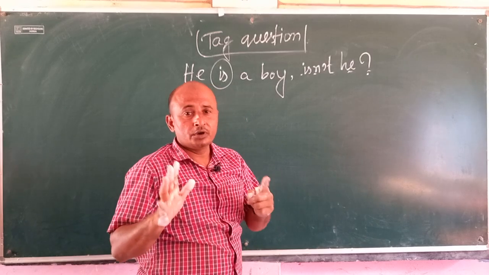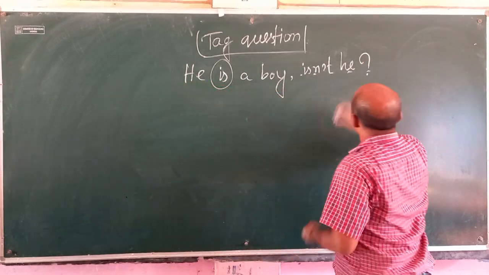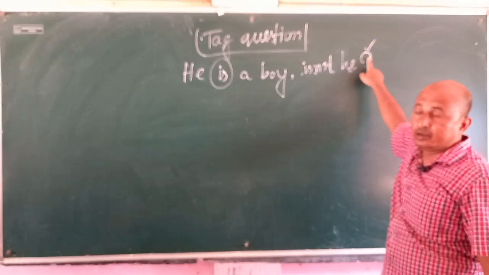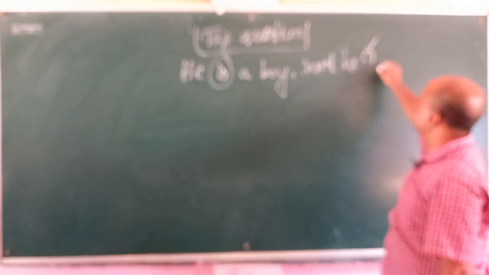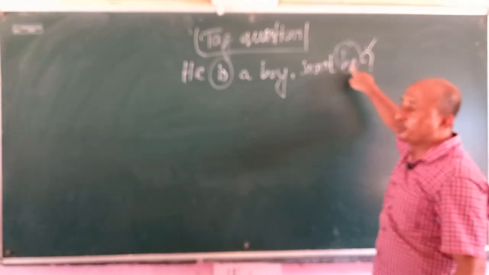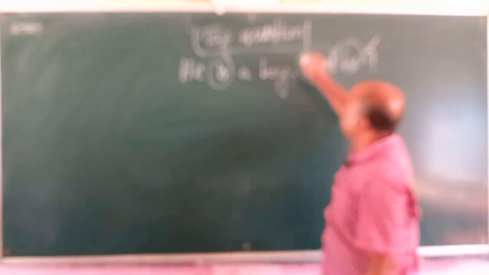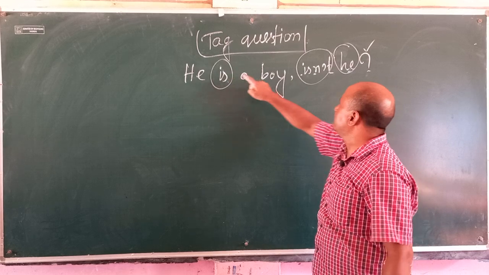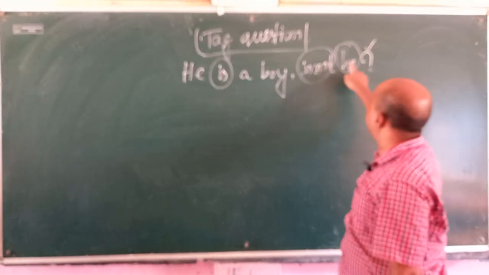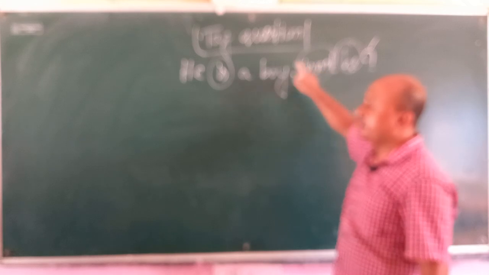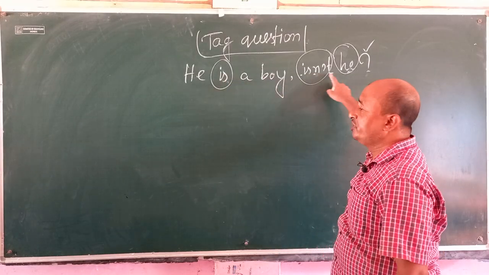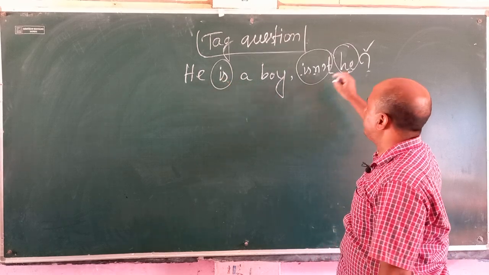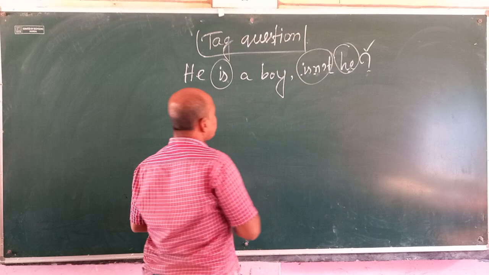There are some rules of tag question. First, you must write a question mark at the end of the sentence. You must use the pronoun form. If you see the auxiliary verb is used in a sentence, that auxiliary verb will also be used before the subject. If the sentence is affirmative, you will write negative, and if the sentence is negative, you will write affirmative at the end of the sentence.